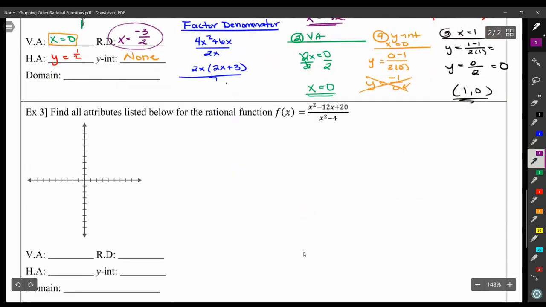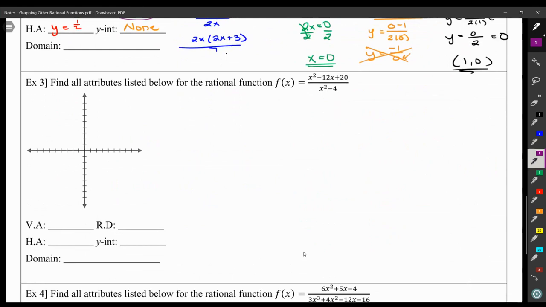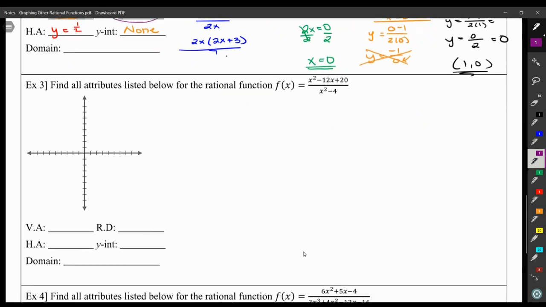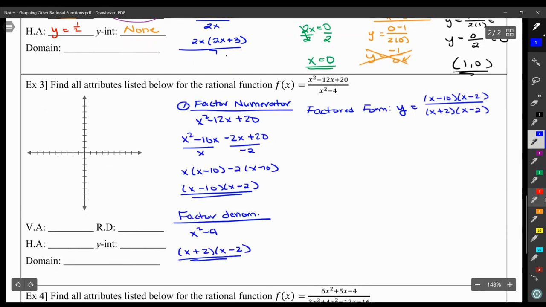Okay, let's look at number 3. So I want you to pause the video and again, start by factoring the numerator and the denominator and writing the factored form, and then unpause to make sure that is correct. And here's what you should have had for your factored form.